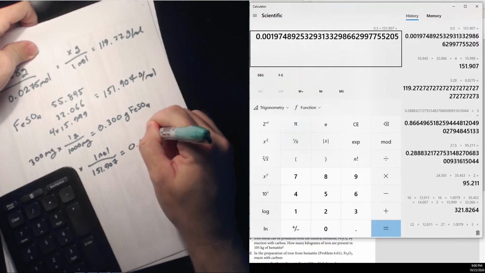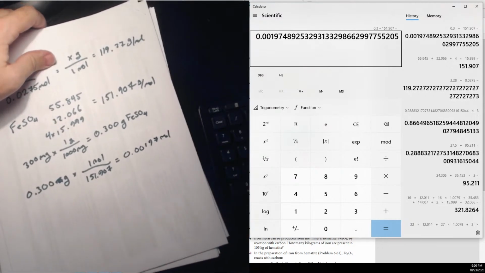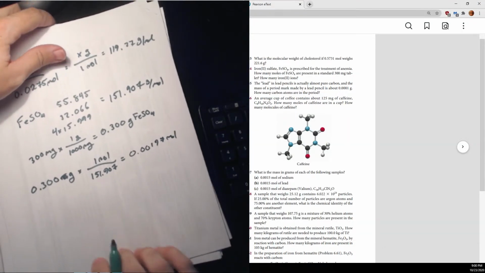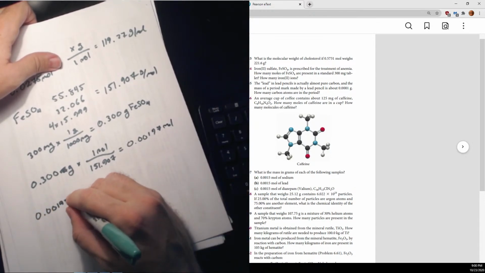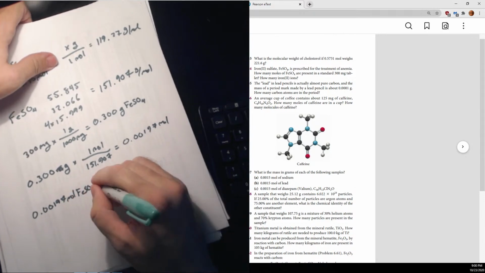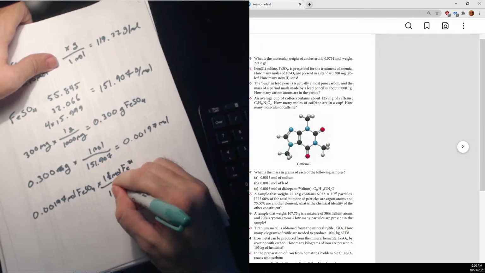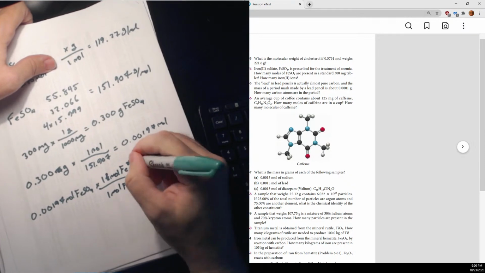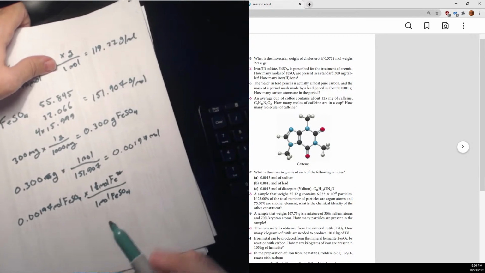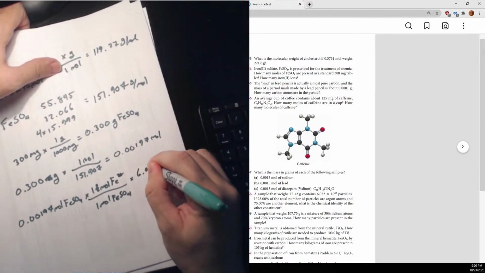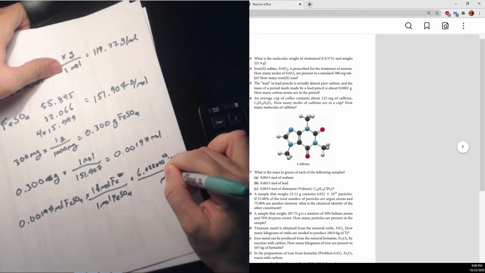Zero 0.00197 moles. All right, but they asked us not how many moles of ions, but how many ions in fact. So 0.00197 moles of FeSO4 times 1 mole of Fe2+ for every 1 mole of FeSO4. So when this breaks up, there's 1 ion for every unit. Times 6.022 times 10 to the 23rd ions per mole.